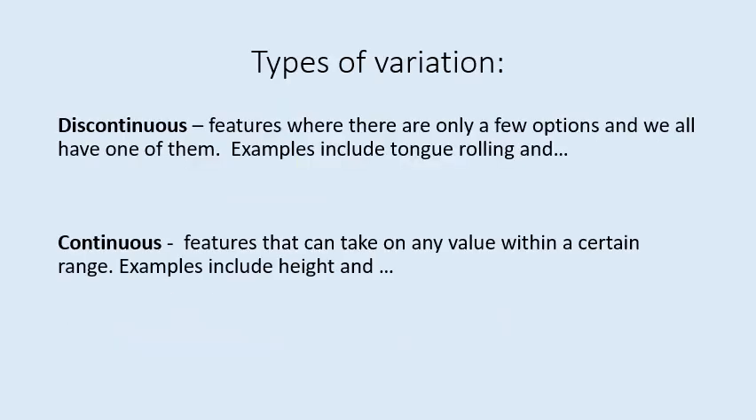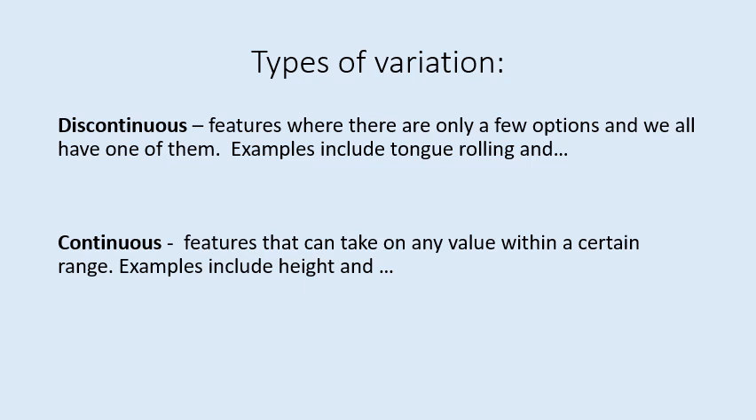So the differences between those features, the ones on the left, there were only a few options that you could have had, and you fall into one of those categories. So for example, you can either roll your tongue or you can't roll your tongue, and that type of variation is known as discontinuous, where there's specific groups that you fall into.